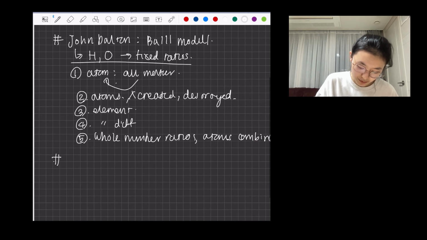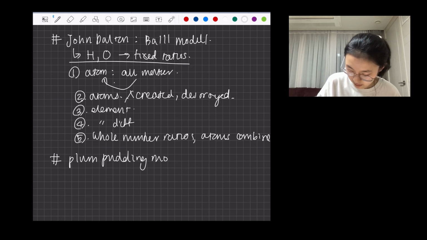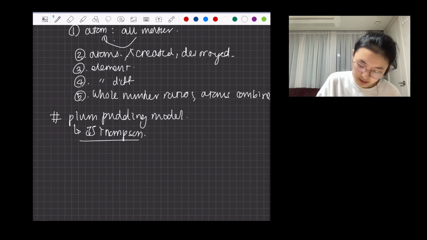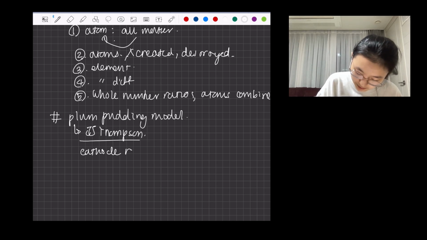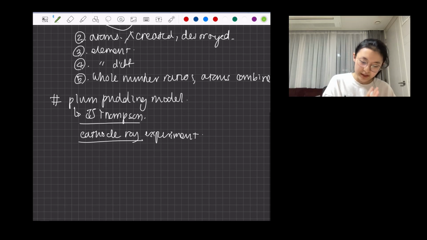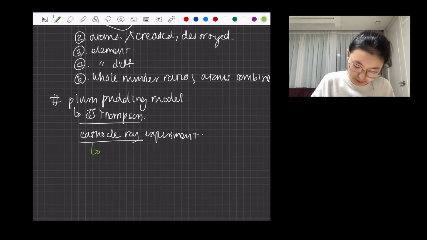Next, we move on to the plum pudding model, which was developed by J.J. Thomson. This model is quite significant in that it discovered the existence of electrons, and it did so by using a cathode ray experiment. You may wonder what a cathode ray is. To sum up, a cathode ray is basically a beam of electrons that's emitted from a cathode in a high vacuum tube.